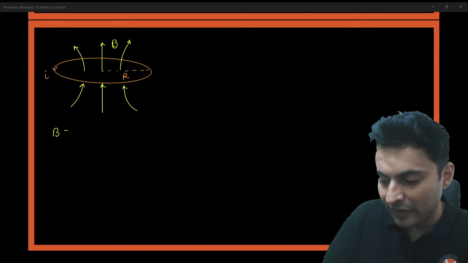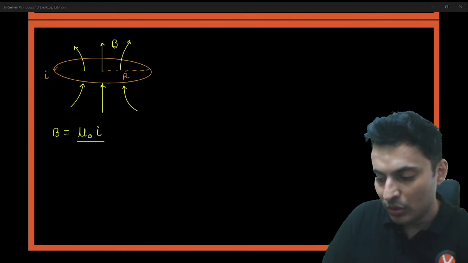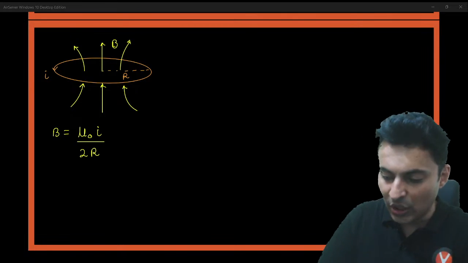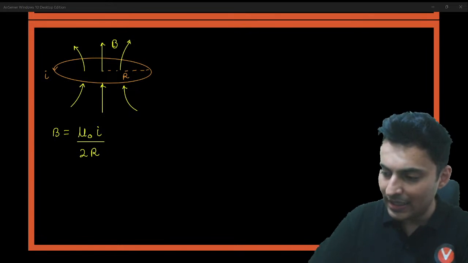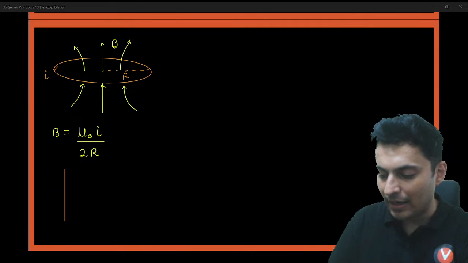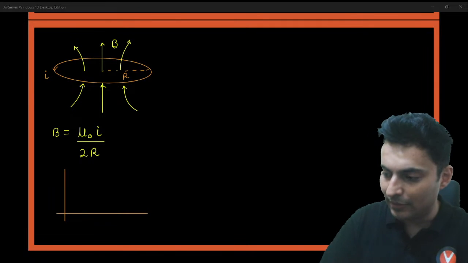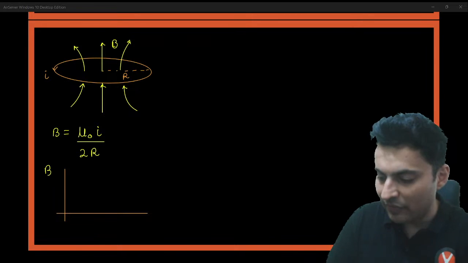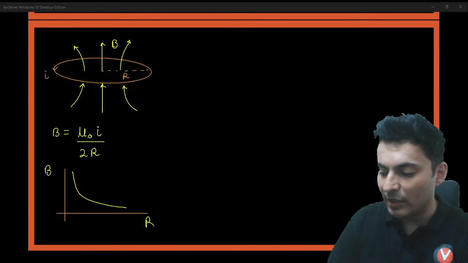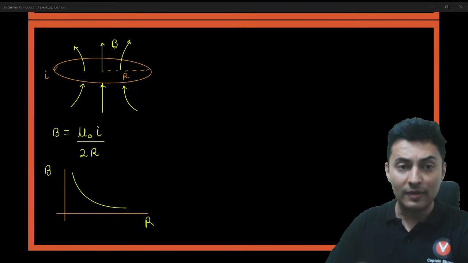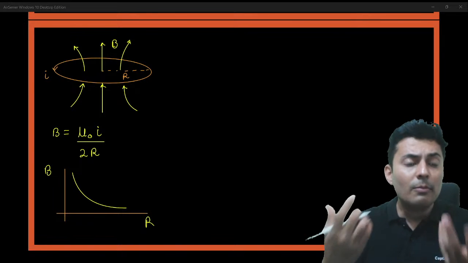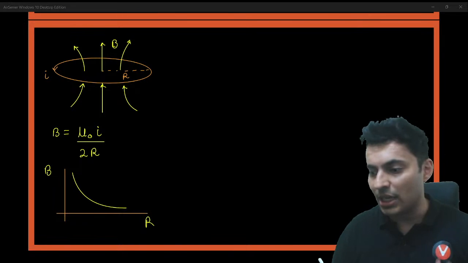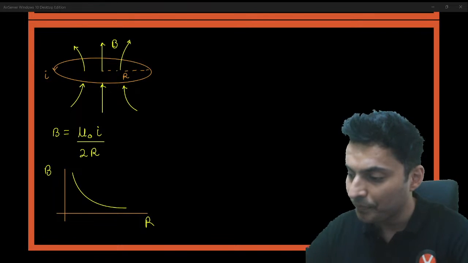And this magnetic field formula is given by mu naught I by 2r. Because magnetic field is on the top, radius of the coil is below. Hence, if you draw the graph of magnetic field with the radius, you will see it will be a curved line. Bigger the coil, smaller the magnetic field. Smaller the coil, more the magnetic field. That is something which again you must be aware of.